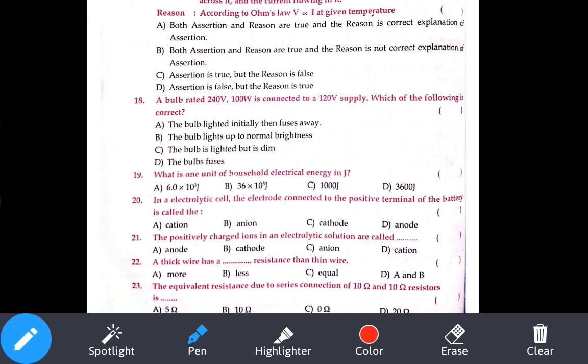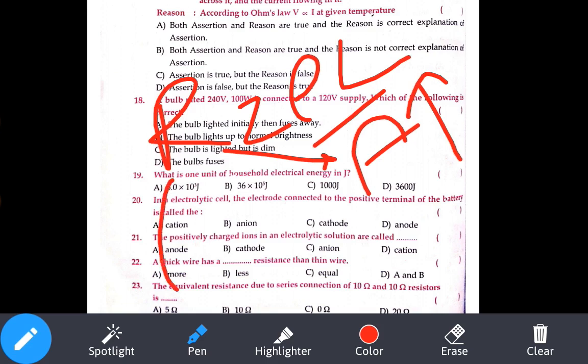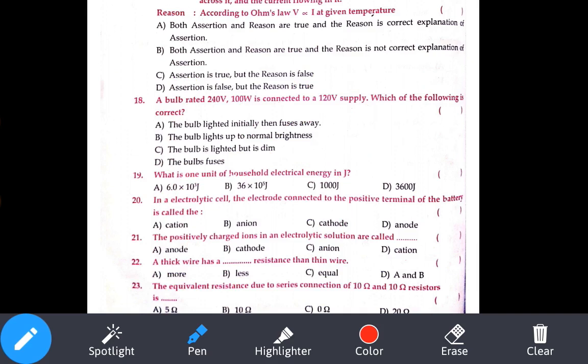Okay. A thick wire has dash resistance. You see the relation R is equal to rho L by A. If the area is more, the resistance will be less. So a thick wire means the area is more and the resistance is less. The thick wire will have less resistance compared with the thin wire.